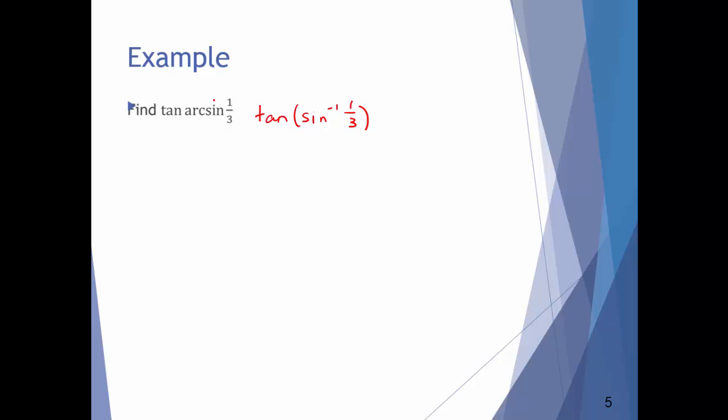So this is different than the previous example for a couple of reasons. The first of which is this isn't just an inverse trig function. This is a composition. This is an inverse trig function with its own input that is then put inside a trig function, specifically a tangent function. So this is actually a two-parter. We need to talk about the sine inverse of 1/3 and then worry about what the tangent of that is. So we're going to work inside out on this.